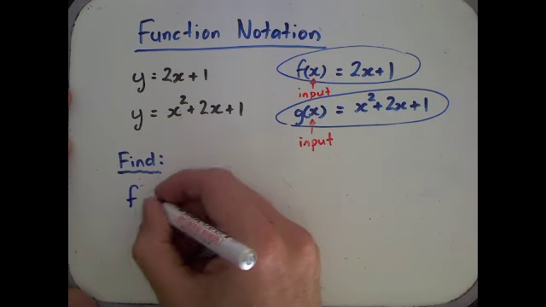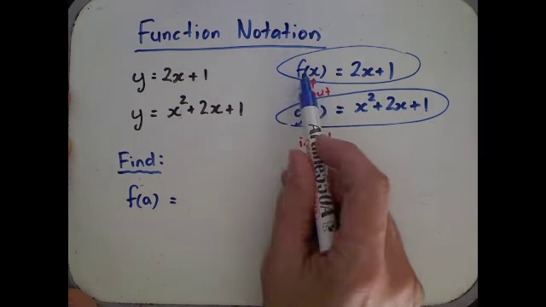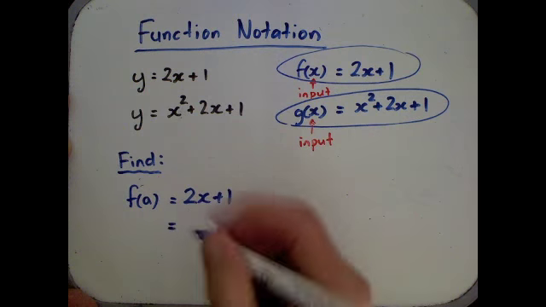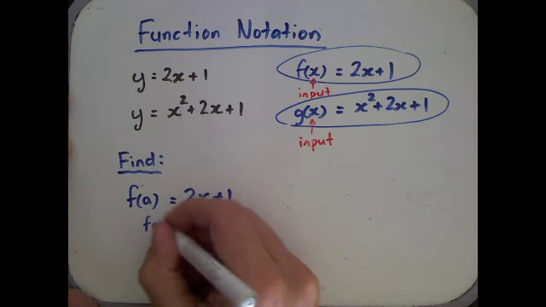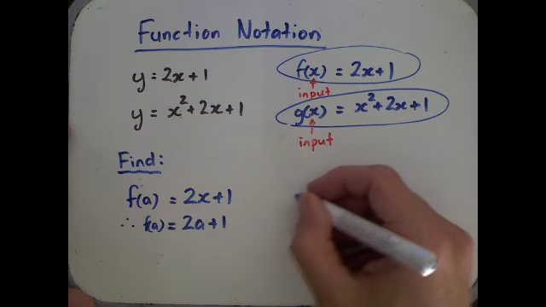Okay, let's look at where this may get harder. We're given a question here where it says find f of a. We're not actually finding a value here, we're finding an expression because we're going to substitute a letter in for the x value. So we replace the x with a, and we get 2a plus 1.